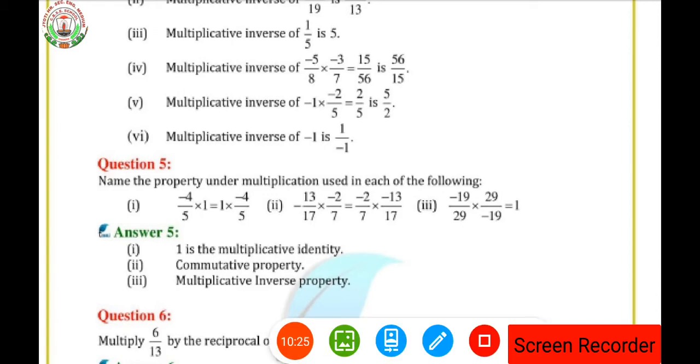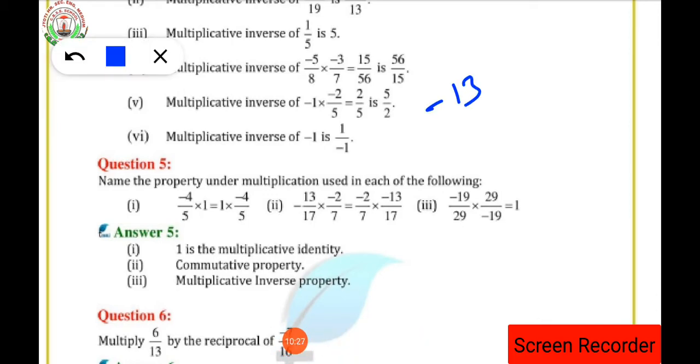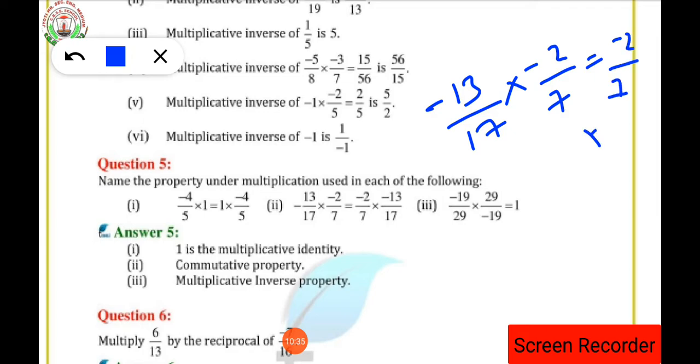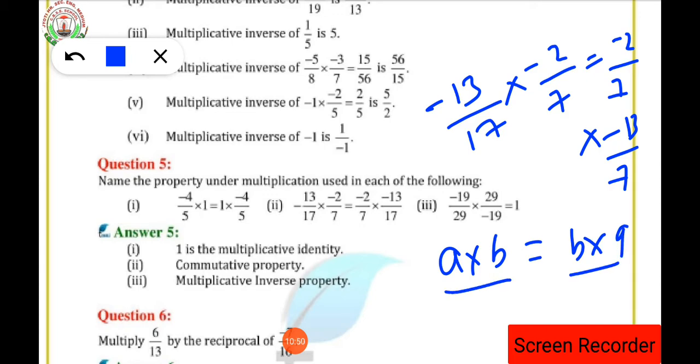Next we are having minus 13 upon 17 into minus 2 by 7 is equal to minus 2 by 7 into minus 13 by 17. Since multiplication is present between the two numbers, this property comes under multiplication itself, isn't it? Now A into B is equal to B into A. Which property is this? This is the commutative property, isn't it? So the question is in the form of A into B is equal to B into A, hence it is the commutative property. Clear everyone?